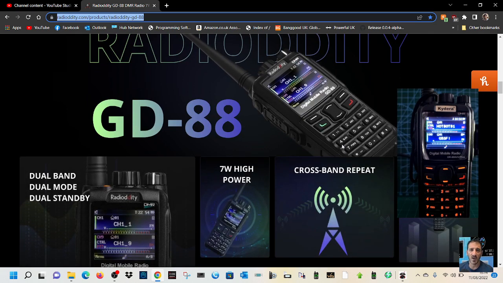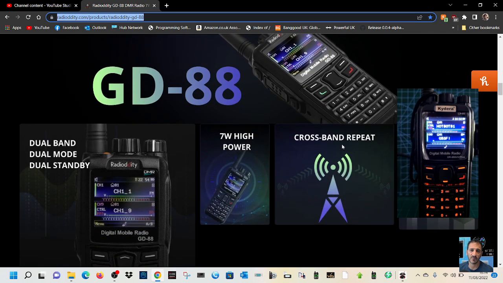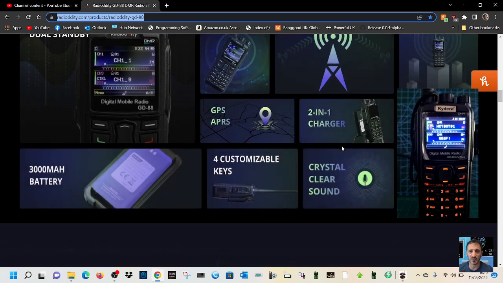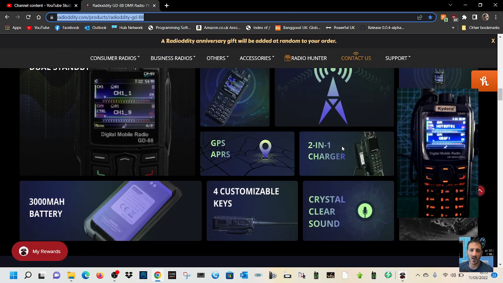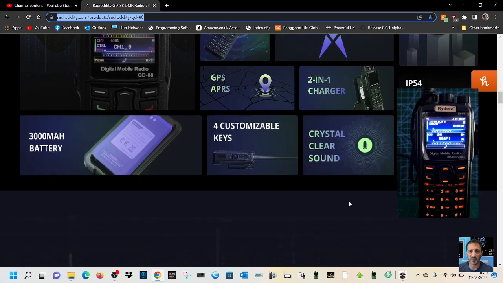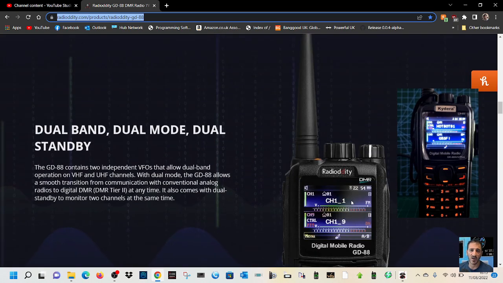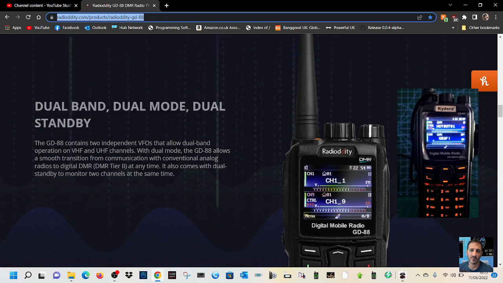So let's have a look. We've got dual band, dual mode, standby, says 7 watts, cross band repeat, same frequency repeat. Got GPS, APRS, 2-in-1 charger, 3000 milliamp hour battery, 4 customizable keys, I would say maybe 5 myself, but anyway, crystal clear sound and IP54 waterproof, dual band, dual mode, dual standby. They're really pushing that it does all that.